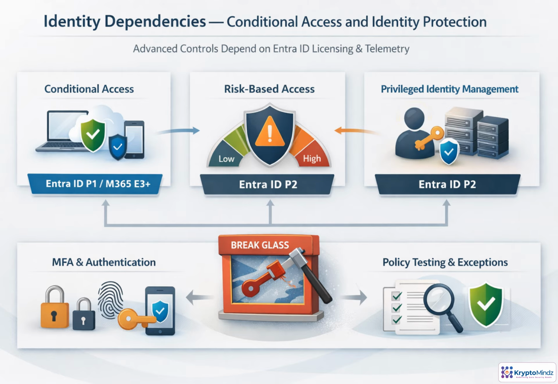For identity security, the dependency chain starts with Entra ID licensing. Baseline conditional access needs P1, or suites such as Business Premium, E3, or E5. Risk-based access requires P2, because it depends on identity protection signals for user and sign-in risk. Privileged identity management also requires P2 and helps reduce standing admin access. Regardless of license, prepare authentication methods, maintain break glass accounts, define exclusions carefully, and test policies in report-only mode before enforcement.